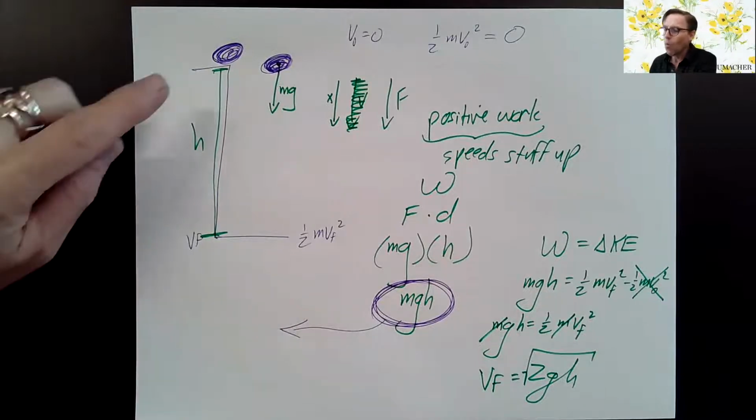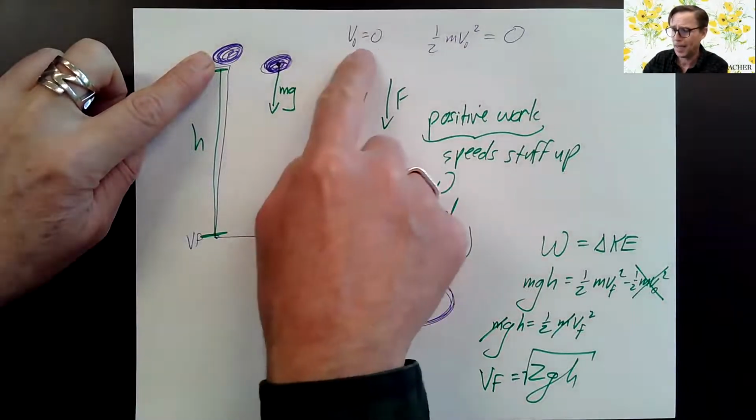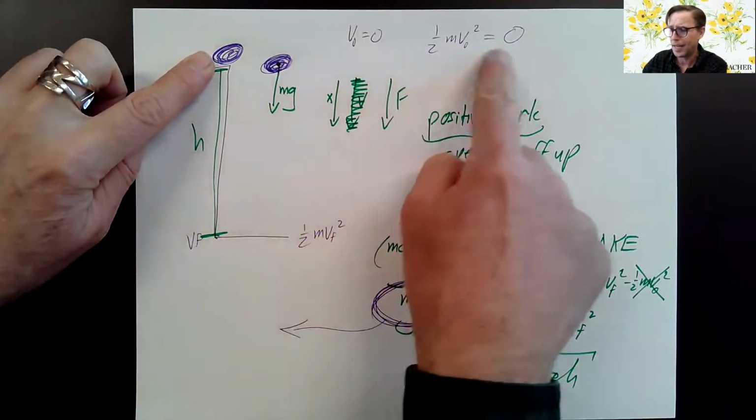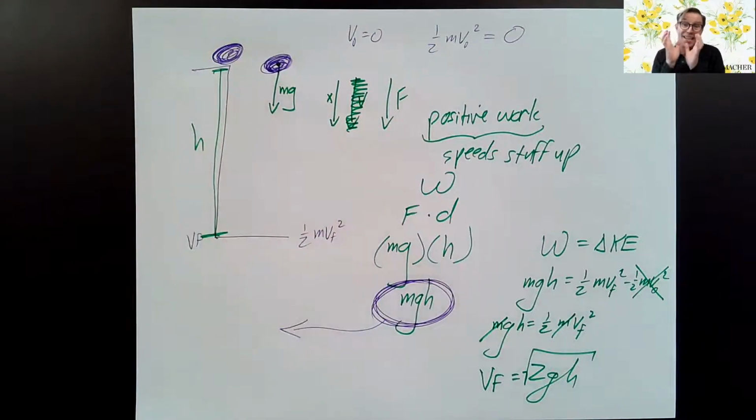Now, when the ball is sitting up here, its velocity is zero. Its kinetic energy is zero. But it's in this very precarious position where any moment it could fall. And so we are going to use a word that references something that is almost about to happen. You know what that word is? That word is called potential.